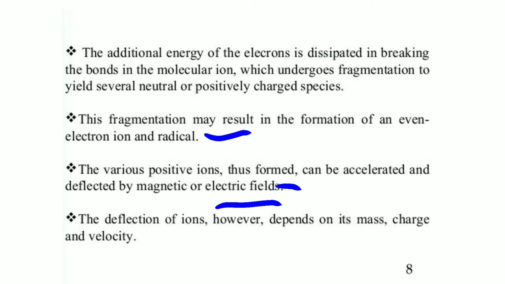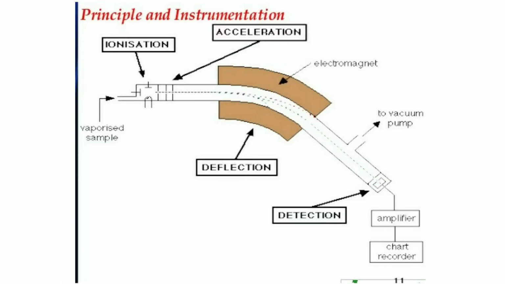What happened here? Whenever this vaporized organic molecule is passed into the instrument, then it gets fragmented and there is a formation of what? The positive ion. These positive ions are accelerated or deflected by what? The magnetic or the electric field. The deflection of the ion, however, depends on the mass, charge and the velocity of the ions. This is the basic theory of mass spectrometry.